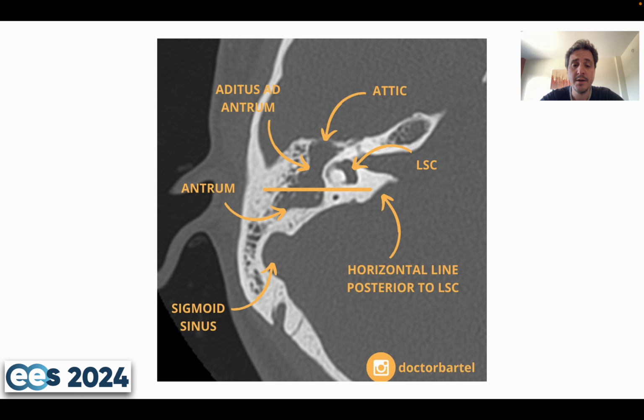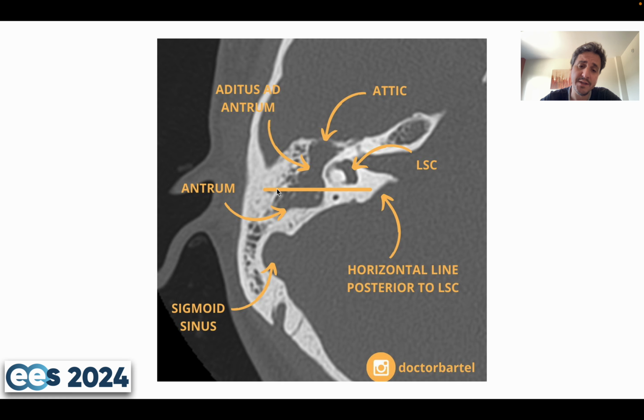In theory, how to treat cholesteatomas: you can have a CT scan, and in the CT scan you can draw a line just posteriorly to the lateral semicircular canal. If the cholesteatoma stays anterior to the horizontal line, it's probably possible that you can manage the pathology with just a transcanal endoscopic approach.